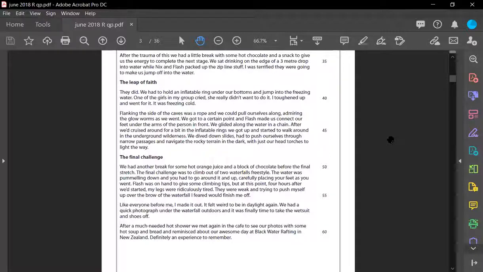It felt weird to be in daylight again. We had a quick photograph on the waterfall outdoors, and finally it was time to take the wetsuits and shoes off. After a much needed hot shower, we met again in the cafe to see our photo with some hot soup and bread, and reminisced about our awesome day black water rafting in New Zealand. Definitely an experience to remember.